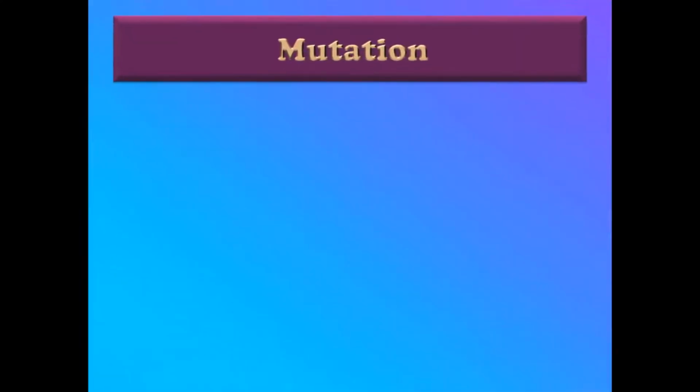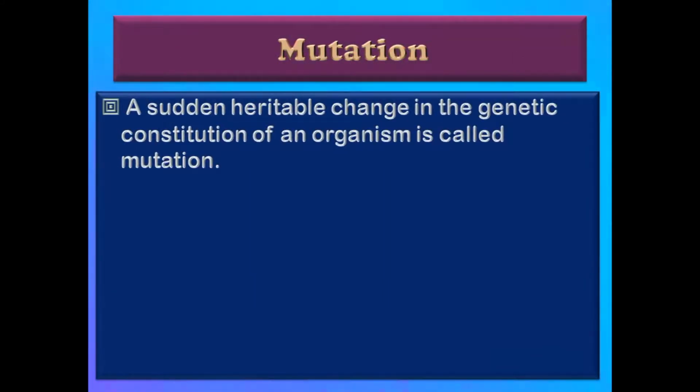Next one is mutation. Mutation is a sudden heritable change. A sudden heritable change in the genetic constitution of an organism is called mutation. So what is the peculiarity? The changes are sudden as well as heritable. That means they are transferred from one generation to the next.